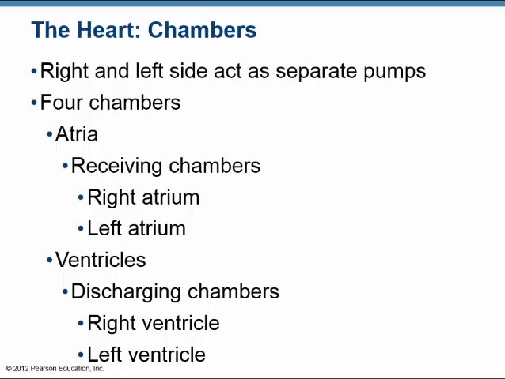The right and left sides of the heart act as separate pumps, even though their beating is coordinated. The atria are classified as the receiving chambers. The right atrium receives blood from the systemic circulation, and the left atrium receives blood from the pulmonary circulation. The ventricles are the discharging chambers. The right ventricle pumps blood to the pulmonary circuit, and the left ventricle pumps blood to the systemic circuit.